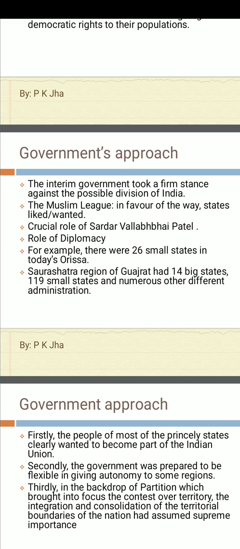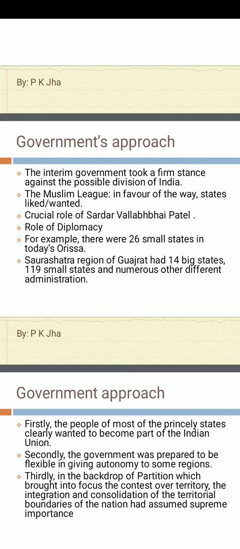And 119 small states were there in only the Saurashtra region of Gujarat, and numerous other different administrations. In this scenario, this was the crucial role, the excellent diplomacy of Sardar Vallabhbhai Patel. Yes, children, nowadays we do have the Statue of Unity.